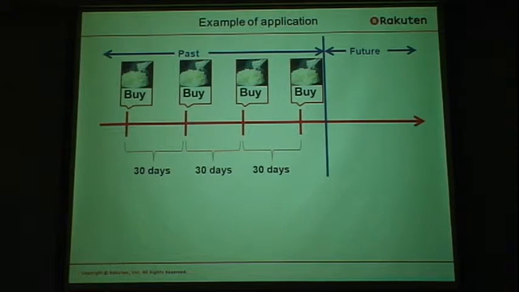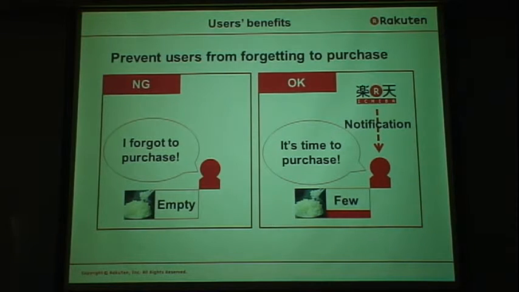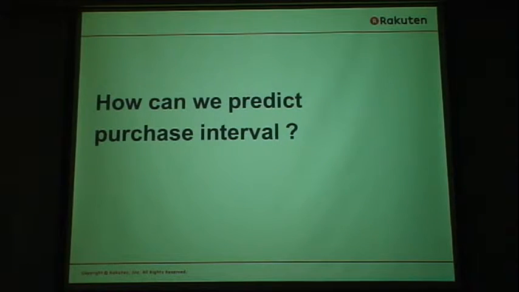Here is an example of application. For example, this user has purchased rice at about 30 days intervals. And if we can predict this user's purchase intervals precisely like this, we can remind this user just before his next purchase. So if such an application exists, there are many benefits for users. For example, it can prevent many users from forgetting to purchase regular buying items. So here, the important question is how can we predict user purchase intervals?